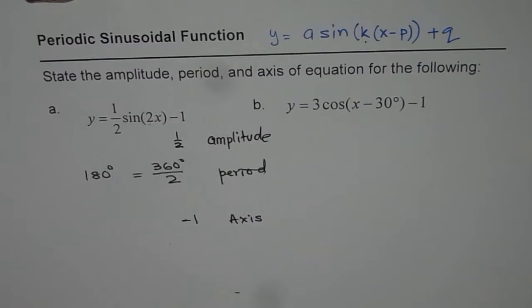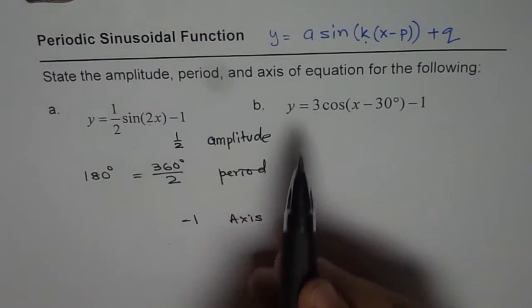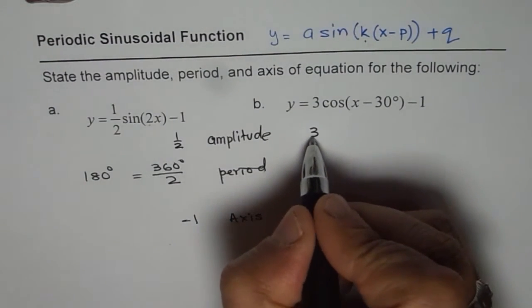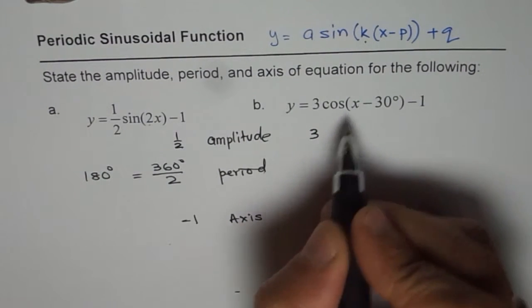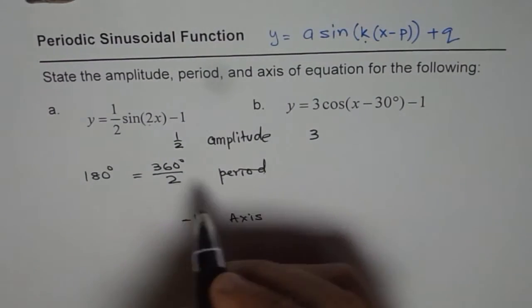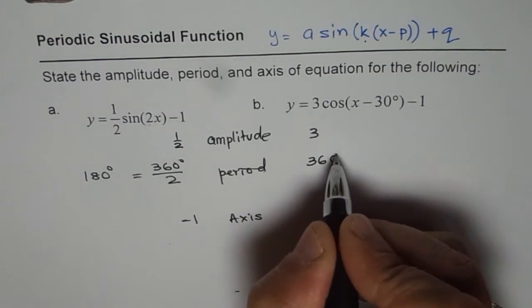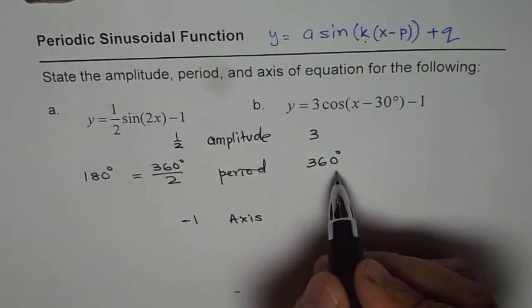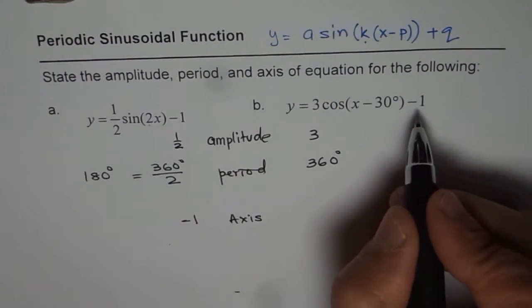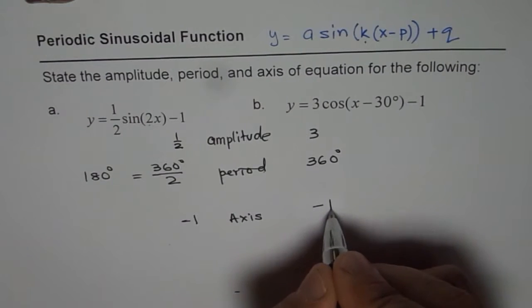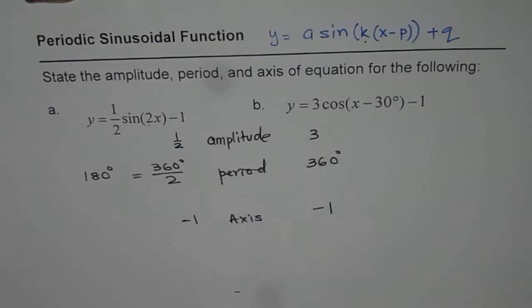Now you can pause the video, write down your answer for the cosine function, and then check with my solution, okay? So here we have amplitude of 3, period of, since the coefficient of x is 1, 360 divided by just 1, so it is 360 degrees, correct? Which is the standard period for any sinusoidal function. Axis is this number minus 1, same as before, right? So I hope you understand and appreciate how we got it.